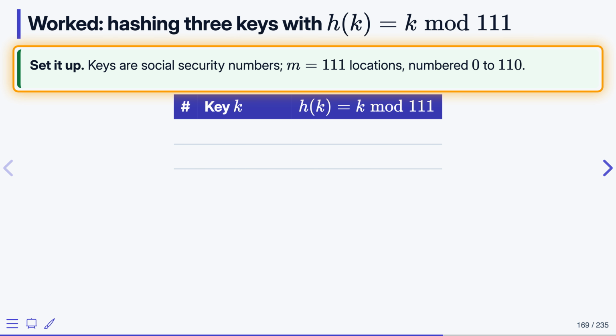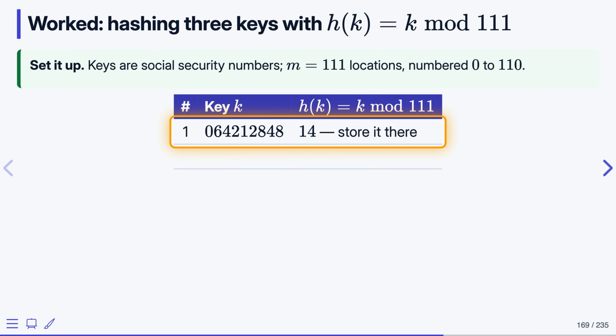Set it up. Our keys are social security numbers. We have 111 locations, numbered 0 to 110. So the hashing function is k mod 111. Key 1. 064212848 mod 111 gives 14. Location 14 is free, so the record goes there.